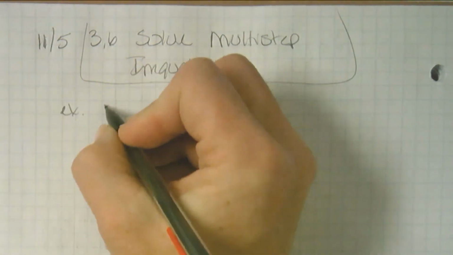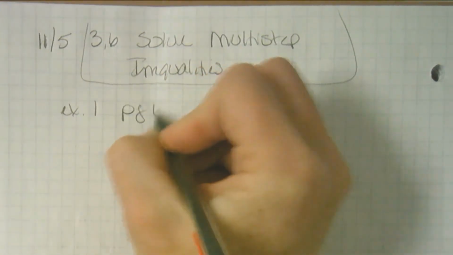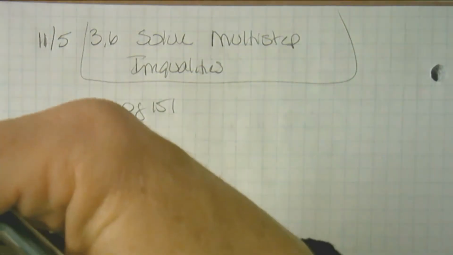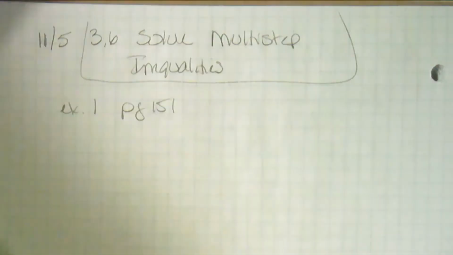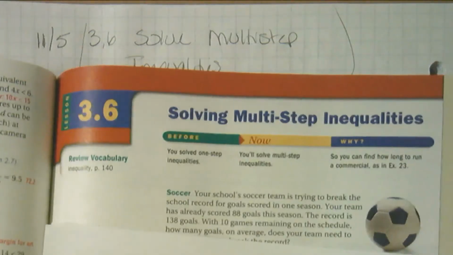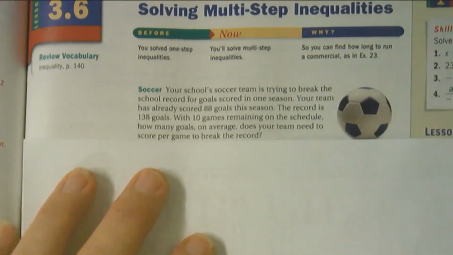So this is example 1 from page 151. I'm going to show this to you. I'll grab it. Thank you. I rolled away, didn't it? Okay. It's underneath there somewhere. There it is. Okay. So here is our problem.